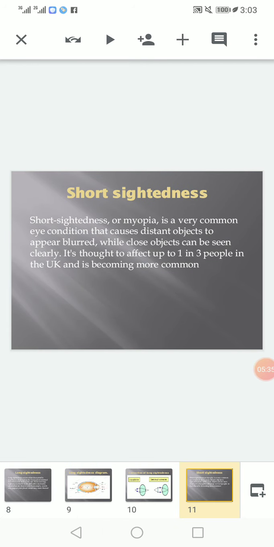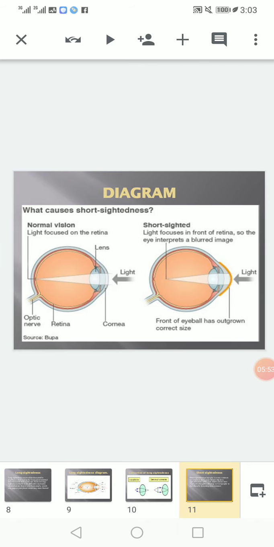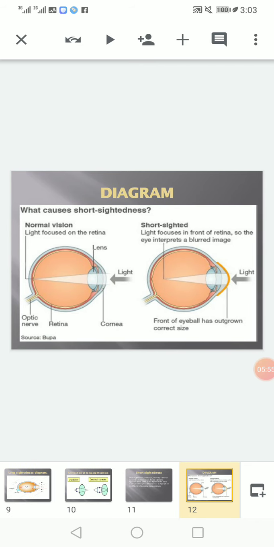Short-sightedness is otherwise called myopia. Another name for a short-sighted condition is what we call myopia. It's a very common eye condition that causes distant objects to appear blurred. It means distant objects cannot be seen clearly, while close objects can be seen clearly. And how can it be?